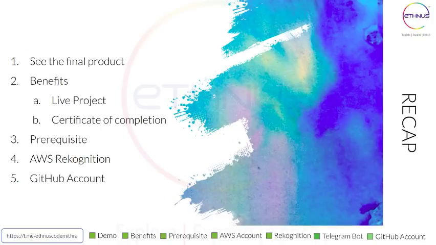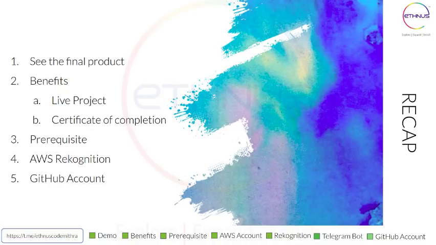In the last demo class, we saw the final product, that is the face detection application using AWS services. We saw the end result, how it would look once we complete all these four days starting from today. We also saw the benefits of this entire program, which includes but is not limited to having a live project and also an e-certificate. In today's class, I will also be telling you how to get your e-certificate from us. It requires you to complete certain things. We will be talking about that.